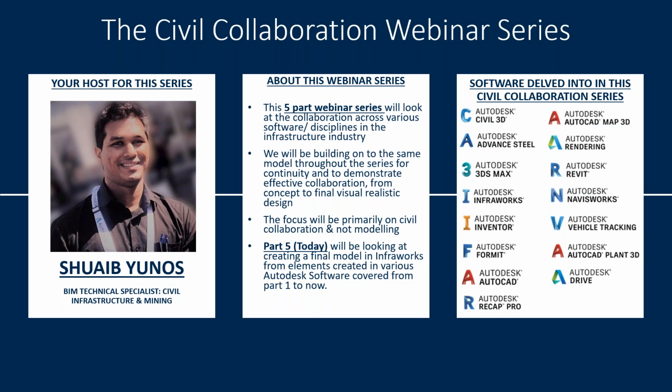In terms of the software that we've touched on in the series, you can see it is quite a stack. Civil 3D, Advanced Steel, Map 3D, 3ds Max, which is today, Revit, Infraworks, Navisworks today, Inventor. I mean, we've got all of the hero products as well as some of those that you might have not used before, but you have seen the impact that they make on the AEC industry.